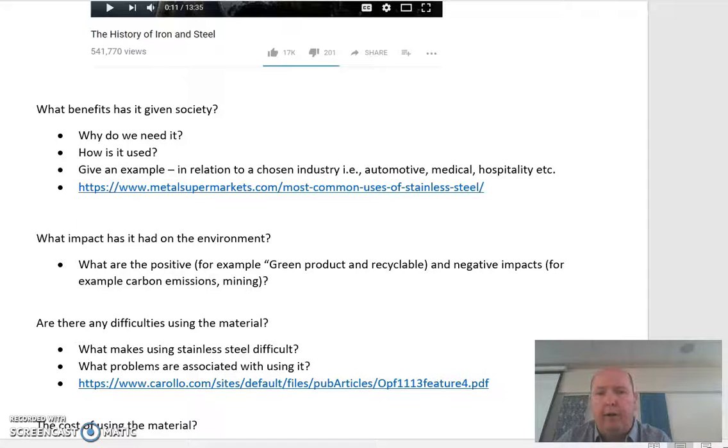There's a link there to a website. There's a whole bunch of them out there, but that one actually gives a really good overview of how stainless steel is used in different industries. So if you're not sure which to choose, you could use that as a starting point.